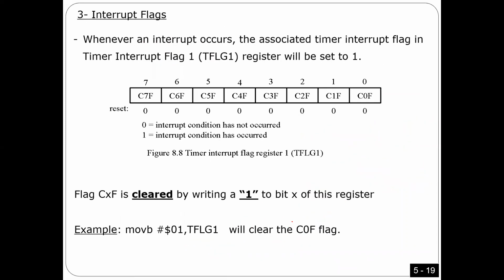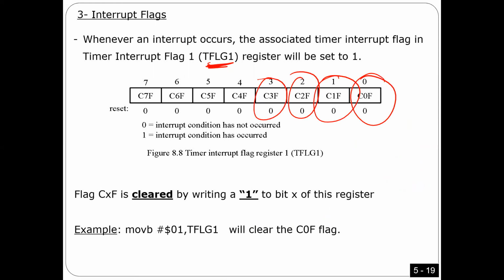The next one here, interrupt flag bit. Again, for any interrupt, you have to tell me where the flag bit is, because I have to clear this bit in the interrupt subroutine. Again, they put all the channels in one register. This is the name of this register, TFLG1, as you see here, and every channel has one interrupt flag bit.